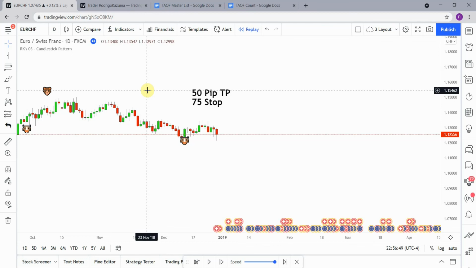Welcome back, viewers. Today we will be testing RK's 03 candlestick pattern.